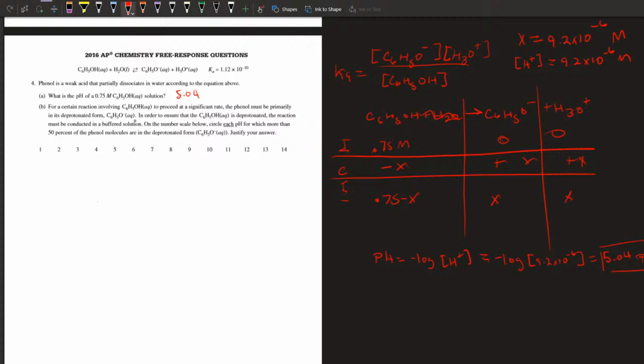All right, so to figure out the pH at which the deprotonated form will predominate, we have to know that pH is greater than pKa. That's when the deprotonated form will predominate. And let's find out the pKa. The pKa is equal to negative log of Ka, 1.12 times 10 to the power of negative 10. So we know pKa is equal to 9.95. So any pH greater than 9.95 will be the deprotonated form and will predominate. So any pH greater than or equal to 10, we'll circle 10 to 14, and that is our answer.